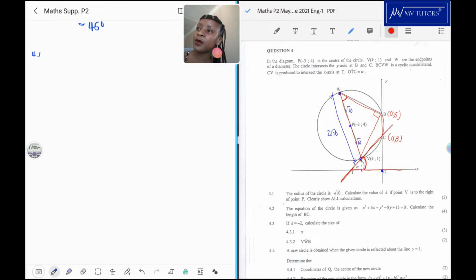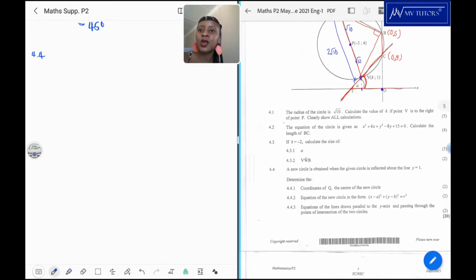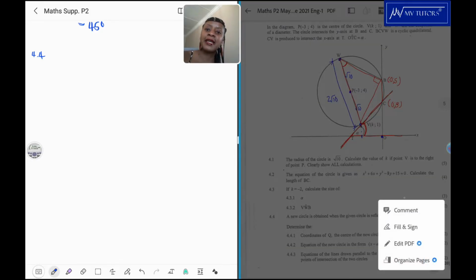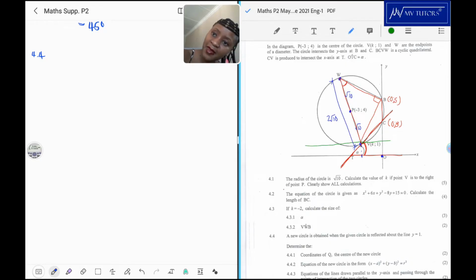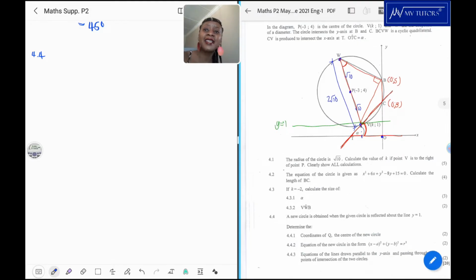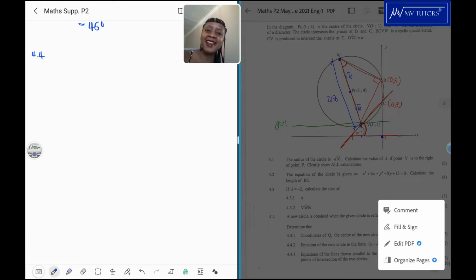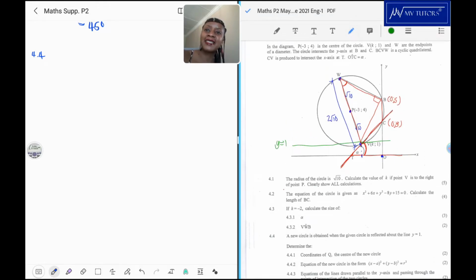So 4.4, a new circle is obtained when the given circle is reflected about the line y is equal to 1. So I'm just going to put that line there, y is equal to 1. So it's somewhere here, something like that. That is the line y is equal to 1. And then we need to reflect this circle about that line.